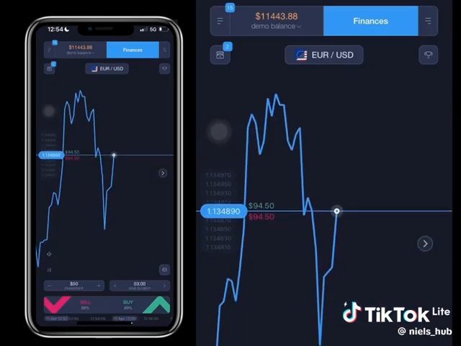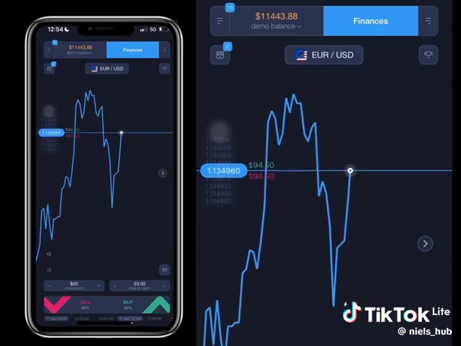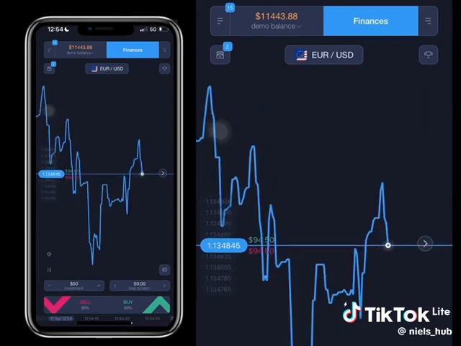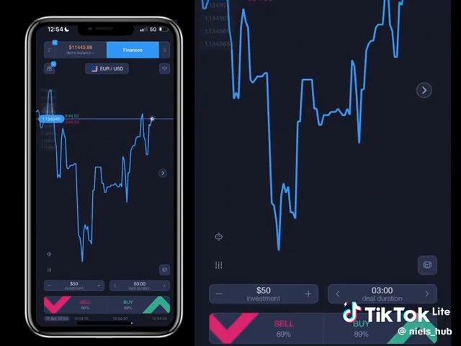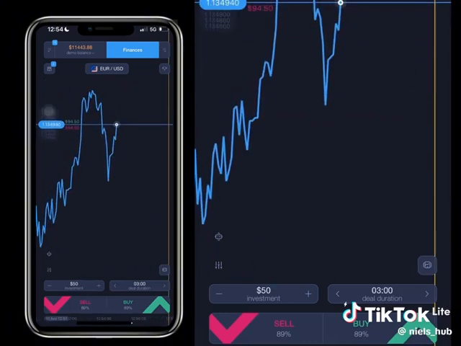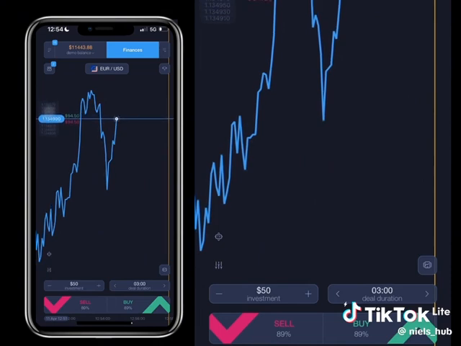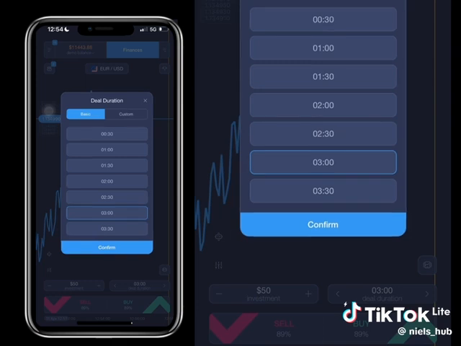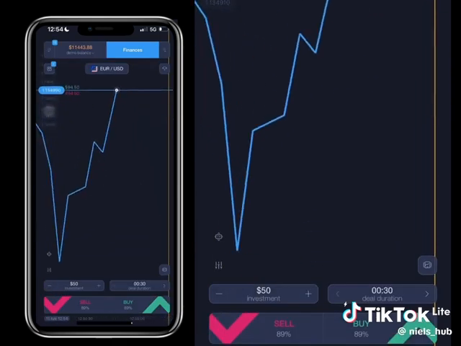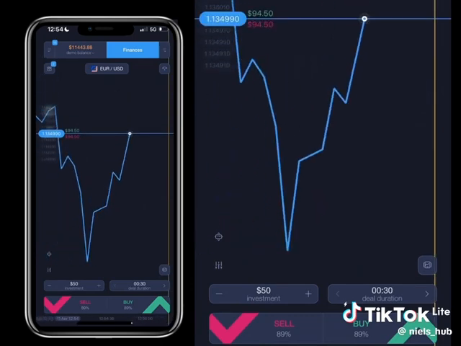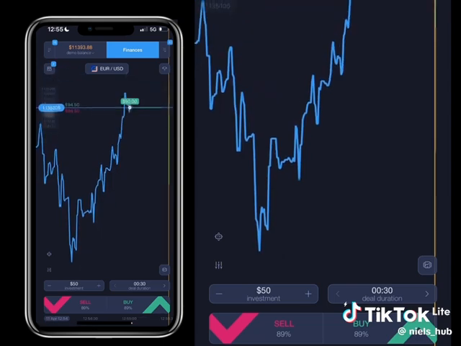Now that you know how to select the pair you want to trade, the next thing you want to learn is your trading duration. Trading duration here means how long you want this trade to last. Options trading expires after a particular time. For example, where you see deal duration here, if I change it to 30 seconds and I enter into a trade, this trade is going to last for 30 seconds.